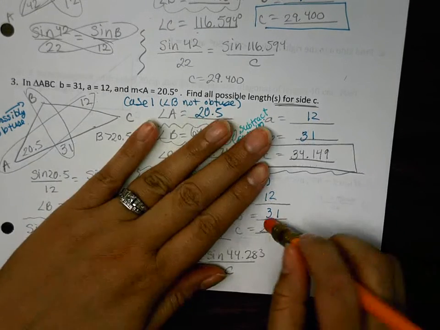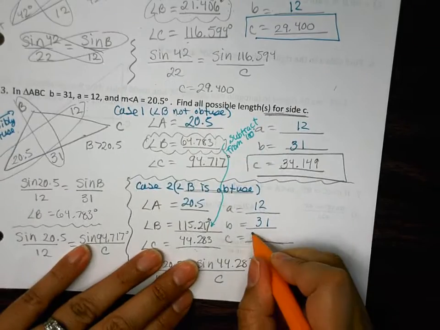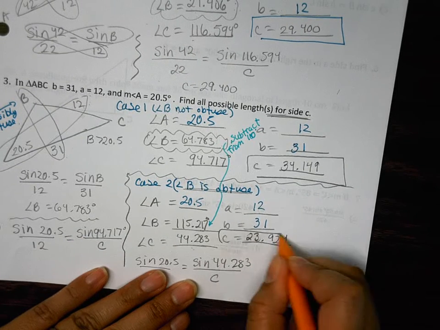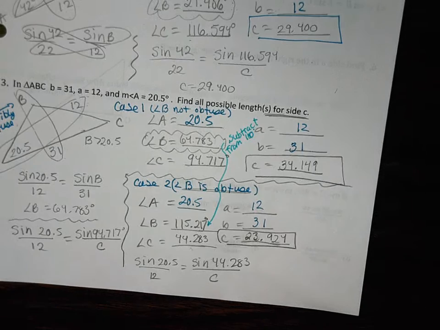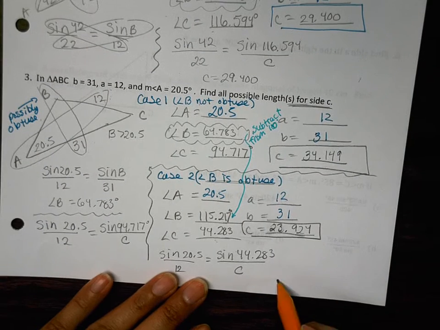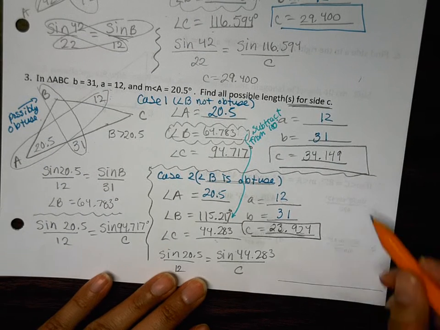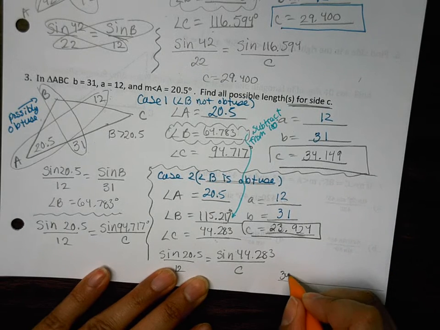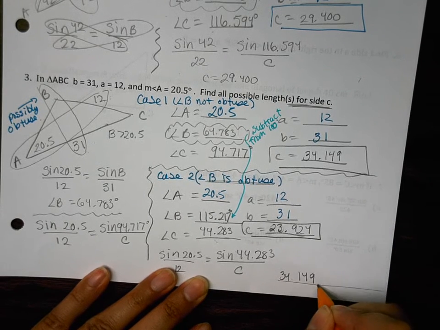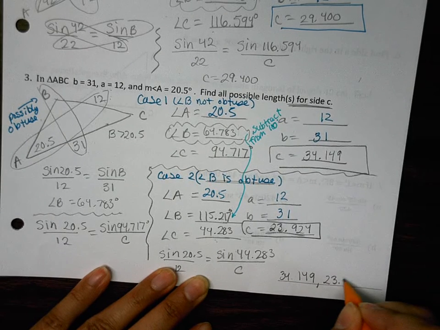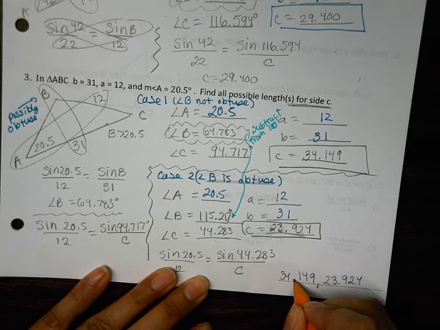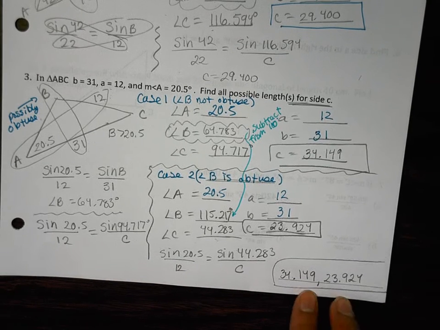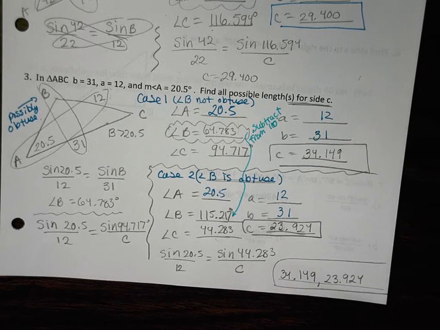Anybody have it? 23.924. Okay. On the test, when you have your answer column, what would you put? Just one of these or both of these? You'd put both. You'd put 34.149, comma, 23.924. Does that make sense? That's your answer here, the two sides.